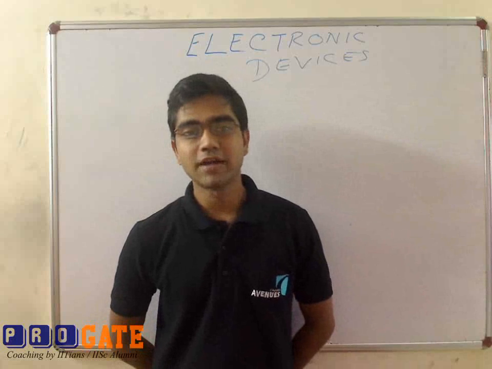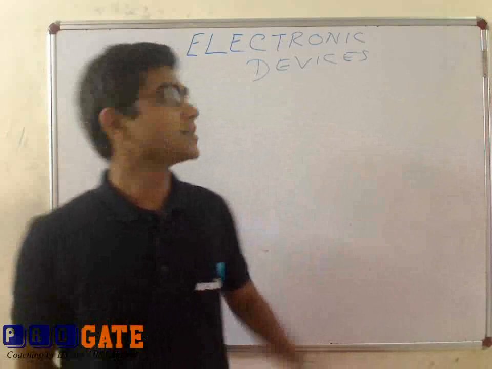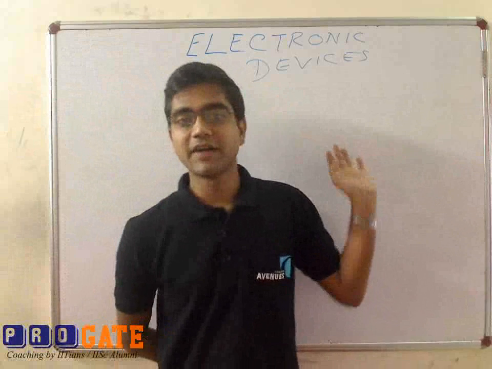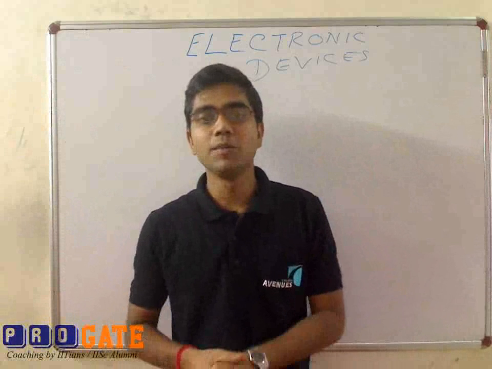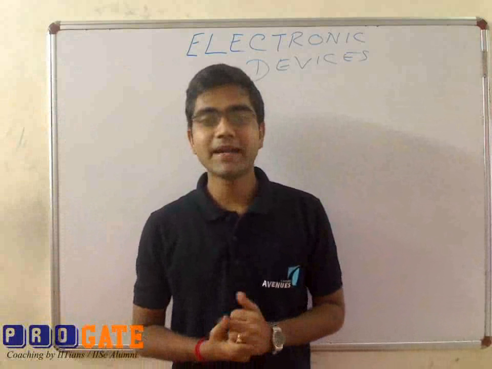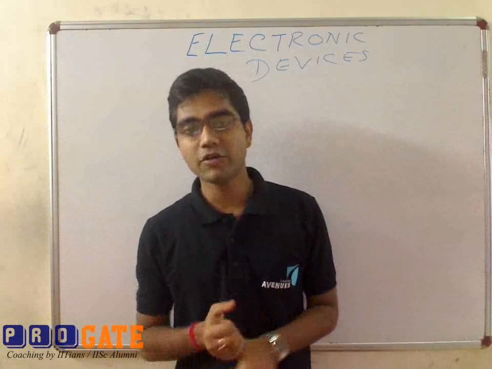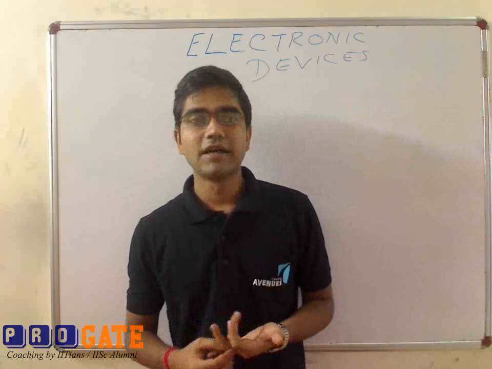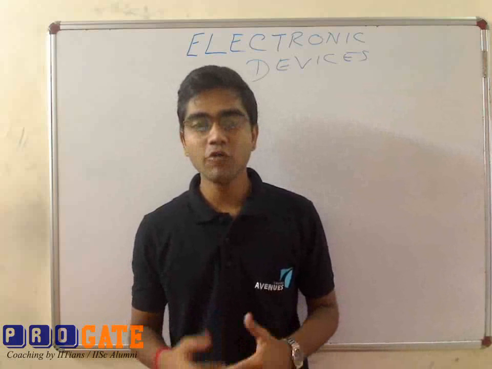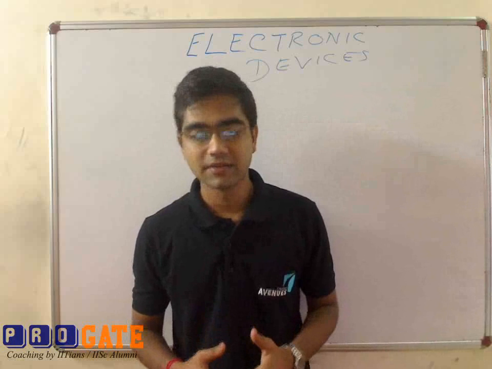Today we are going to start a topic subject known as electronic devices. Now this subject essentially involves how a semiconductor device like, say, a diode, transistor, photodiodes, photodetectors, Zener diode, avalanche diode, these things, how they actually work in tandem.